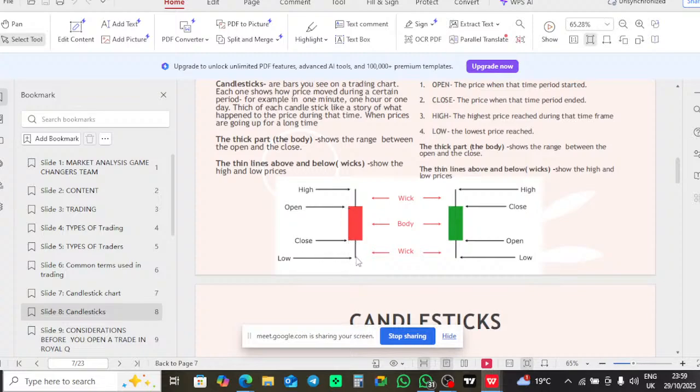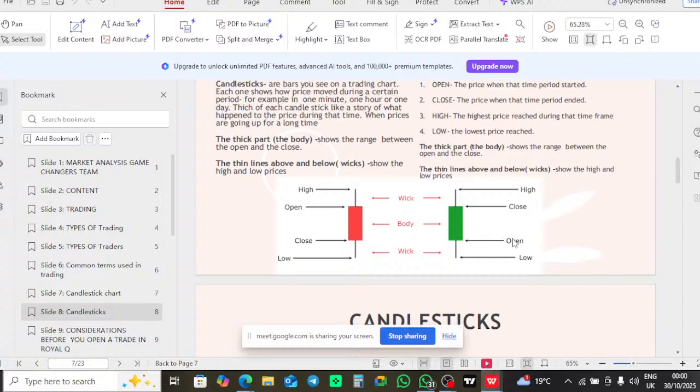Its lowest point, it is this wick. This one we call it wick. Then this one we call it body. So the candlestick consists of body and wick. Are we together? Body and wick. Now we have a green candle. You can call it bullish candlestick. Now the difference is here.